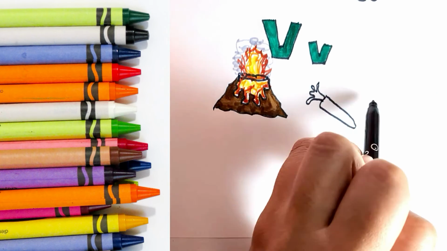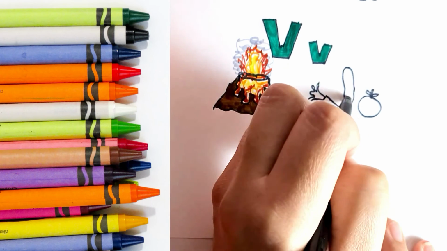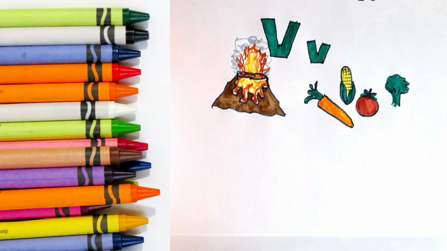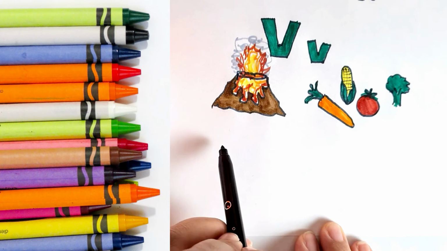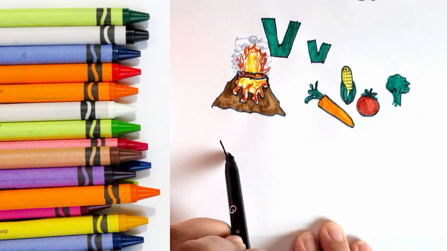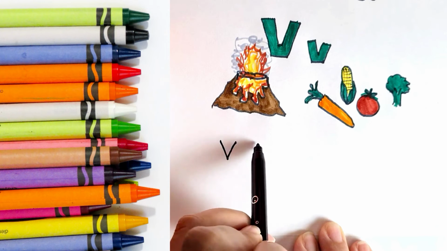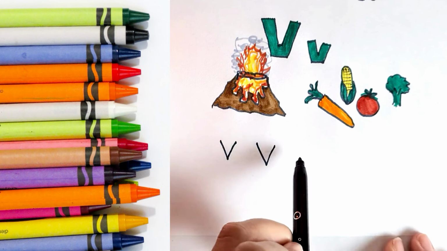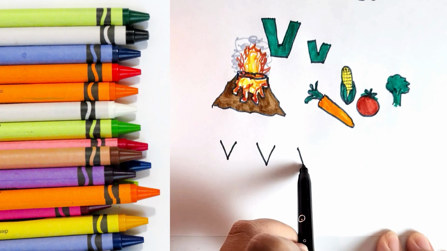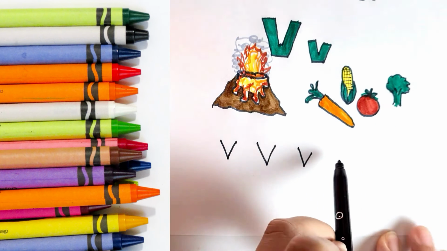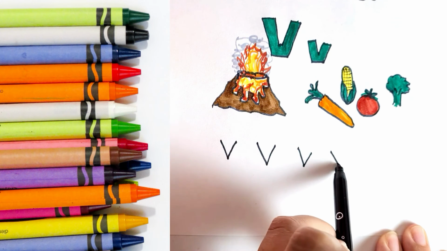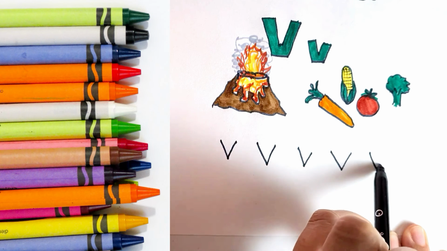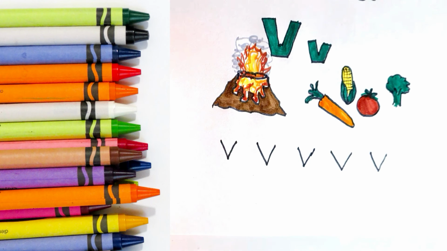V is for vegetables, v, vegetables. Now let's practice writing the letter V. Diagonal down, then back up on the other side. Diagonal down, then back up on the other side. Great job, everyone!